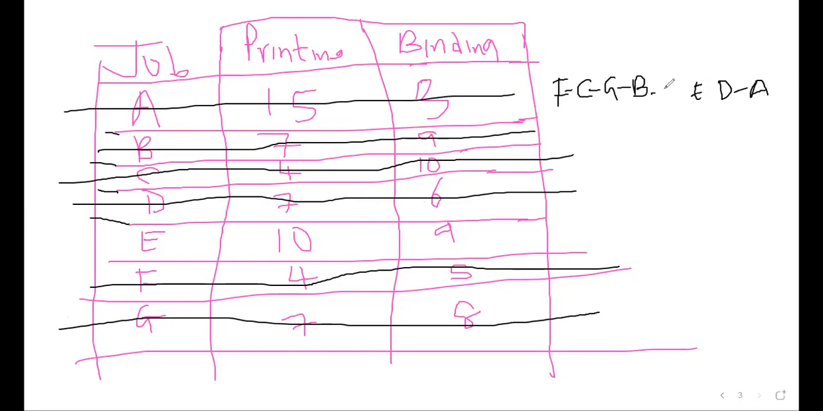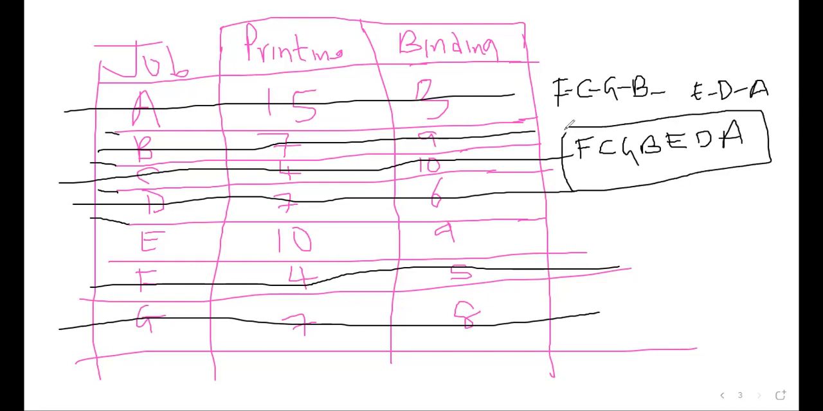So the optimal sequence is F, C, G, B, E, D, and A. So this is the optimal sequence for the jobs. So now after this, we need to do a Gantt chart.